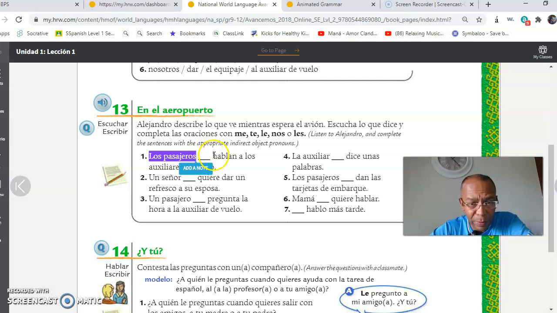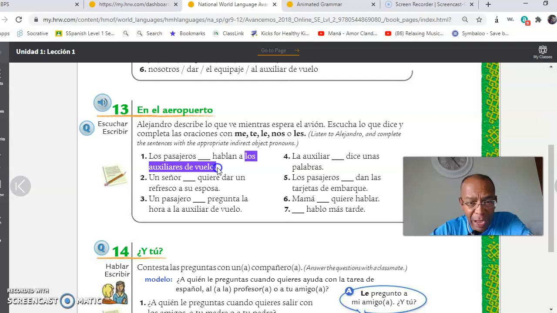What is the conjugated verb? What is the action? Hablan. They speak, right? They speak. A, to whom? A los auxiliares de vuelo. Notice that this is plural, so it's more than one. These are doing the action. They're speaking to whom? To the flight attendants. It's more than one. So which one would you put here before the conjugated verb? Would you put me, te, le, nos, or les?